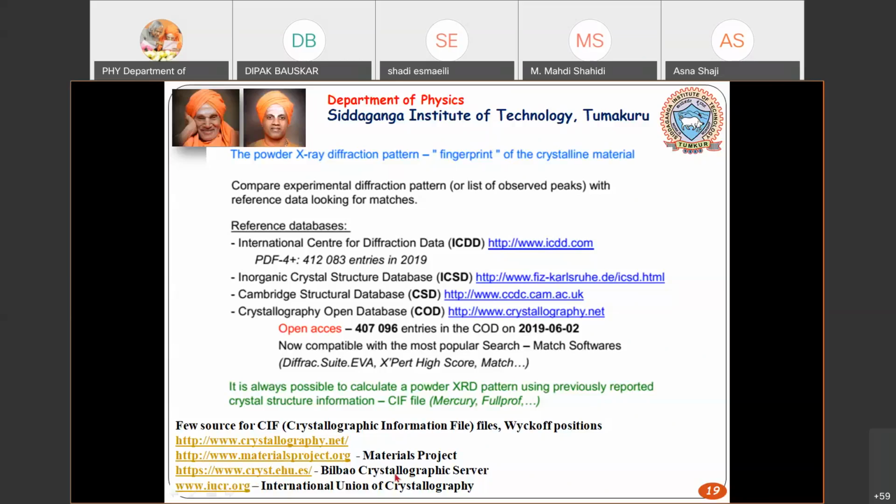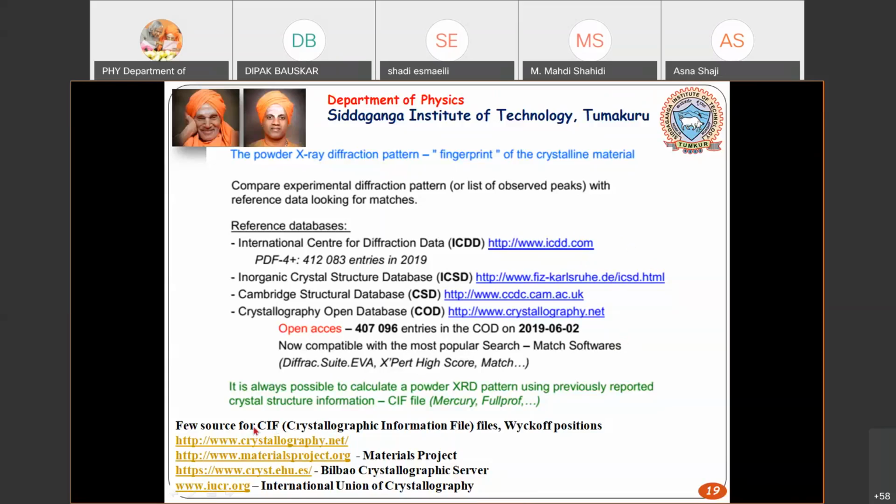Normally you can download it from this website, or even nowadays when you see some publication, they already give some zip file with their publication. When you download your publication, they give some supporting information. In the supporting information, some people already give this zip file. So you can also use that zip file as a starting model, and you can start doing your refinement.